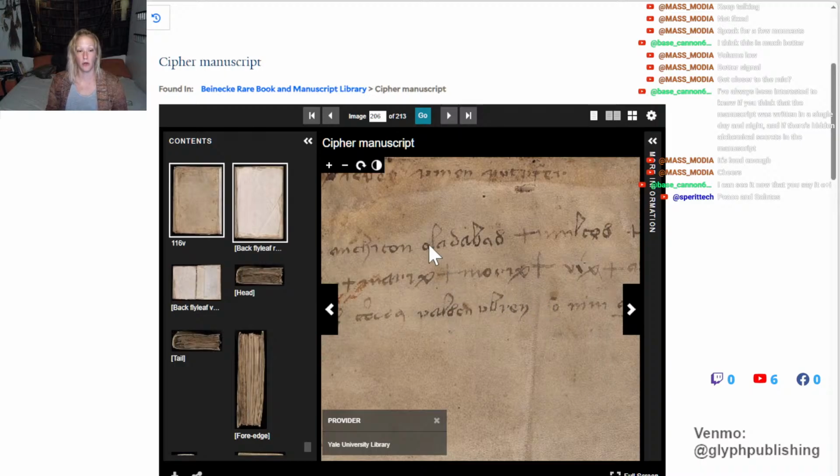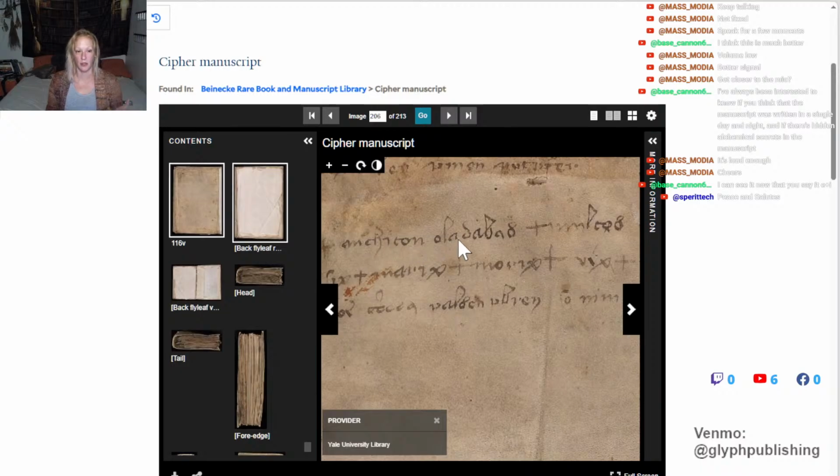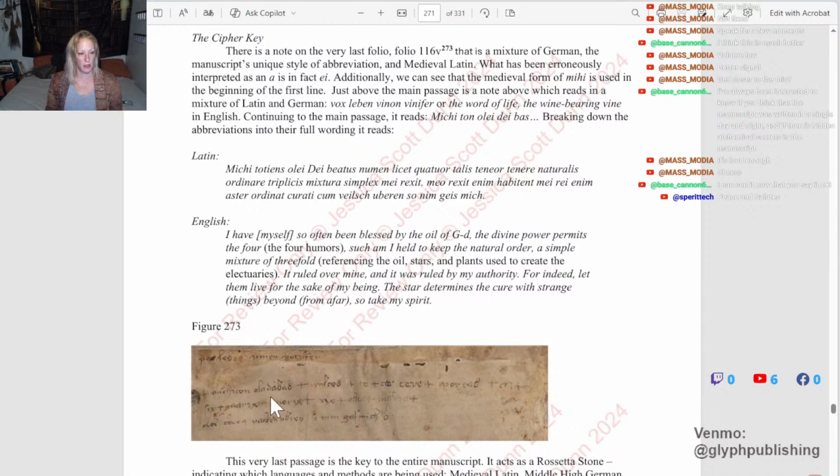Where was I? Oh yeah, so this olei. This is a D, okay? So it's olei dei, right? And then bos. So these are not D's, these are S's. Dei bos. And even then, bos is an abbreviation, the abbreviated form of beatus. So it is Michi totiens olei dei beatus. And we have the entire inscription here. It says Michi totiens olei dei.